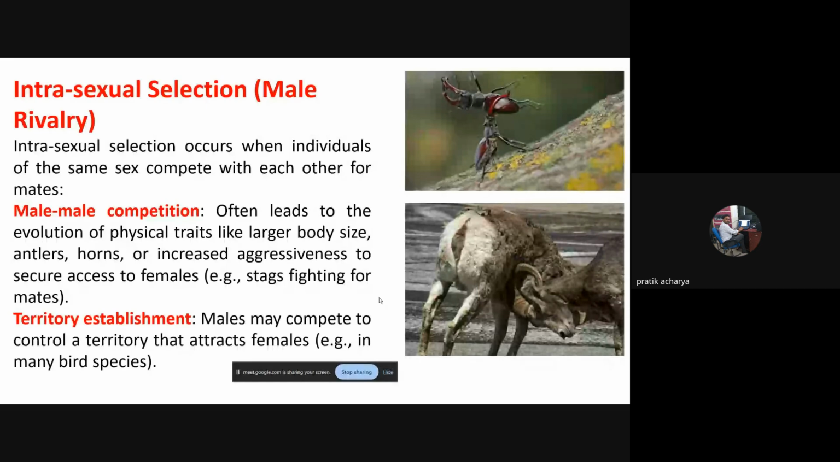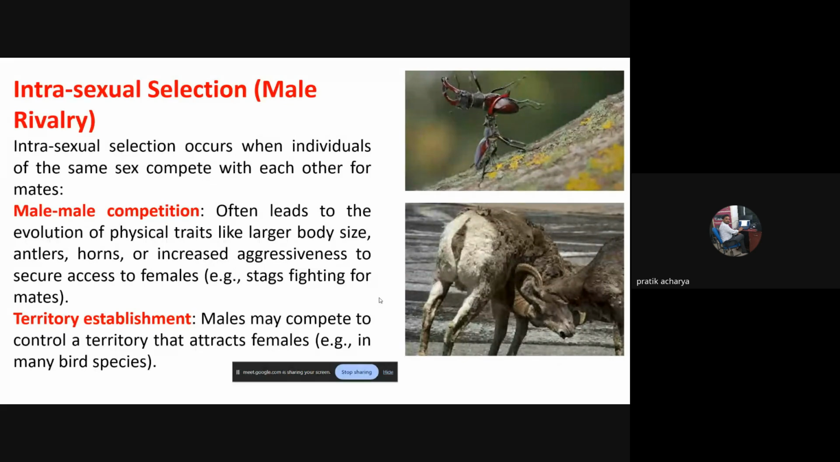Now, in mating pattern, another important part is intrasexual selection, which is mainly termed male rivalry. Intrasexual selection occurs when individuals of the same sex compete with each other for mates. Generally, in wild organisms, male-male competition is found. That means a male has to fight with other males in the herd for the mating purpose. That is male rivalry.